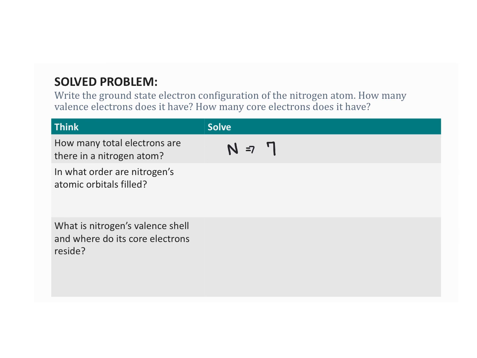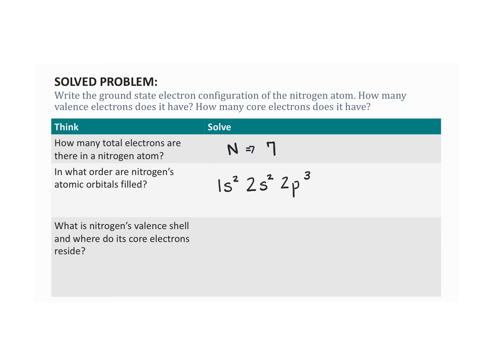In what order are nitrogen's atomic orbitals filled? Okay, so we've got to put 7 electrons in atomic orbitals. They're going to go in the s orbital first, 1s2, 2s2, and then the rest are going to go in the p orbital, 2p3.